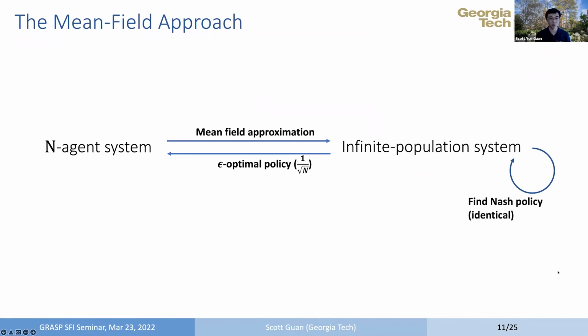Finally, I just want to give a quick recap of this mean field approach. We first approximate the n-agent system with an infinite population system. We then find the Nash policy in the infinite population through this representative agent. We then let the n agents in the finite population deploy this Nash policy, and we show that in this case, the policy is still an epsilon Nash policy.